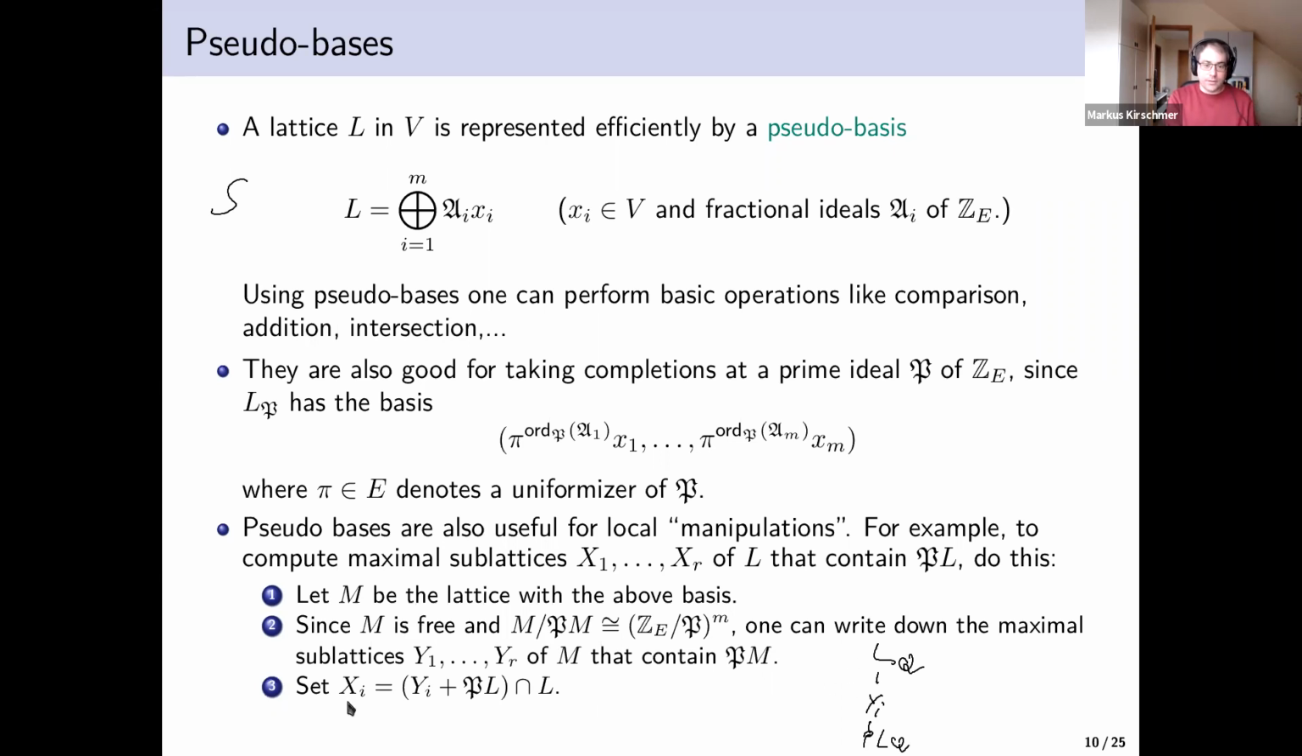So this Xi here is the correct choice. This will work. Yeah? It has index P. And these are all possible choices. So this way you can actually descend or ascend, or go down and change the lattice locally at a single place. And then, of course, if you can do it at one place, you can do it at a finite number of places simultaneously by the Chinese remainder theorem. So that's the main idea of these pseudo-bases. You can make changes locally at a prime.